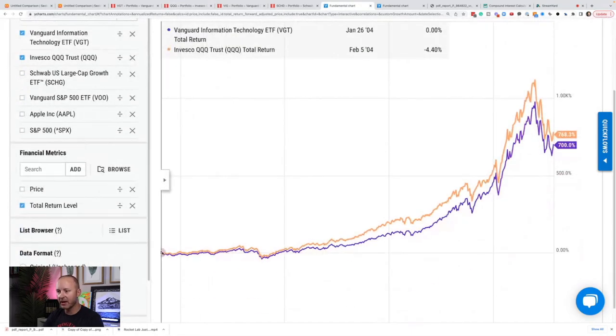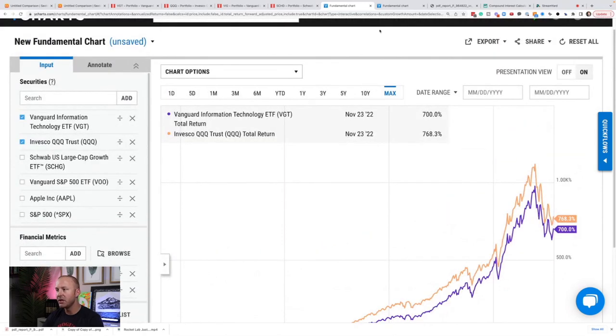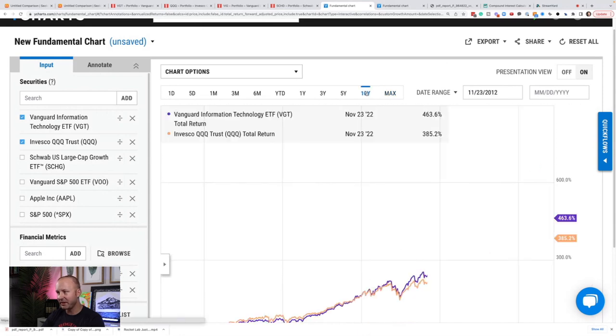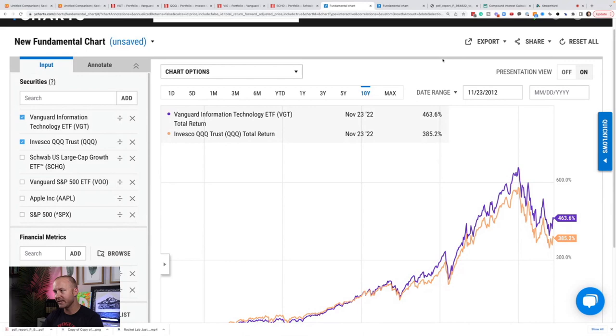All right, let's see how these have performed historically. And so if we look back all the way to 2004, that's when both of these funds were available, you can see since then, QQQ is up 768%, and that's total return, versus VGT up 700%. But if we only go back 10 years, then VGT is up 463%, and QQQ is up 385%.